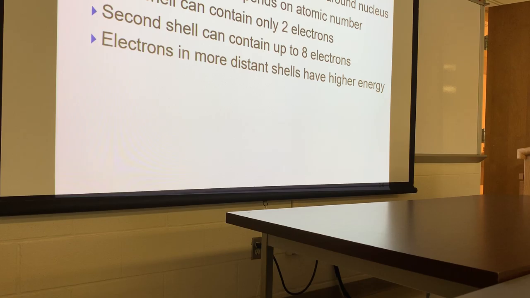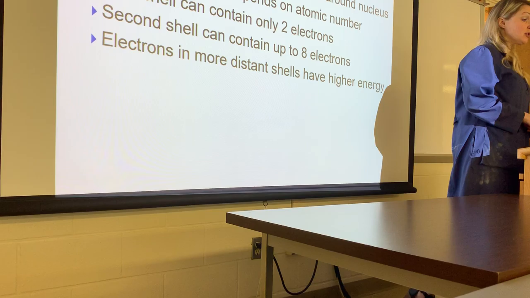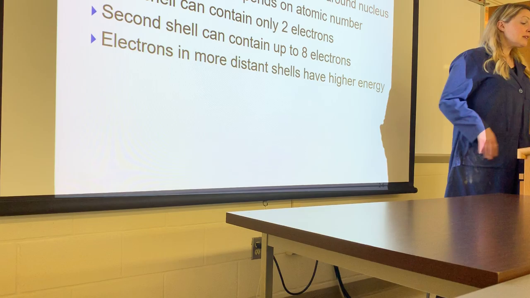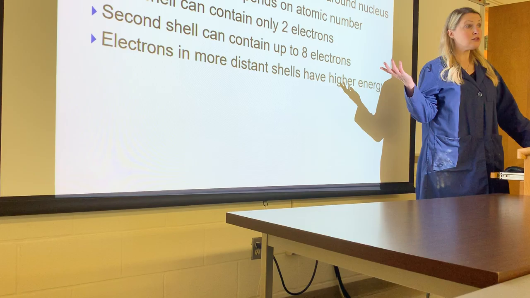So, electron shells, they are in layers around the nucleus. The number of shells depends on the atomic number, as we said. If you just have an atomic number of 1, you're only going to have 1 shell. If you have an atomic number of 6, you have 2 shells. The first shell contains 2 electrons, and the second one can contain up to 8, and the electrons in the more distant shells have higher energy.